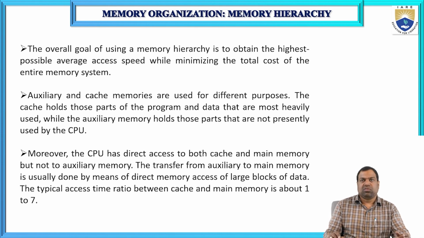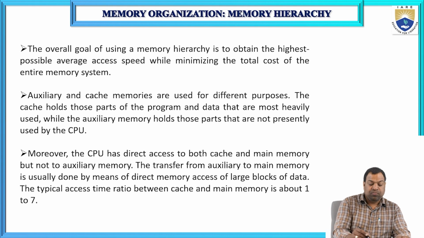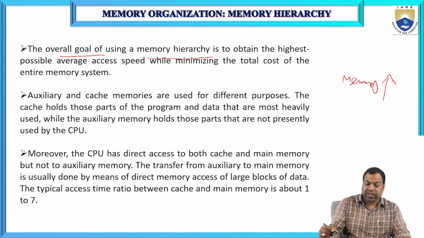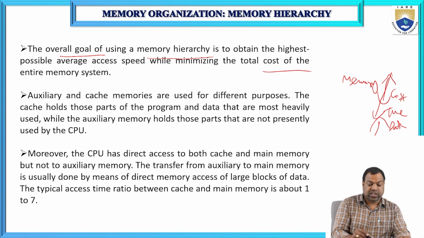So when I'm using main memory, cache memory, or auxiliary memory, what will happen? The overall goal of the memory hierarchy is important: which type of memory you are using to execute the program, the highest possible average access speed, and minimizing the total cost of the entire memory. What is the main thing? What about the cost, what about the time, what about the data. We have to decrease the cost and time, and improve the data rate. That is important.